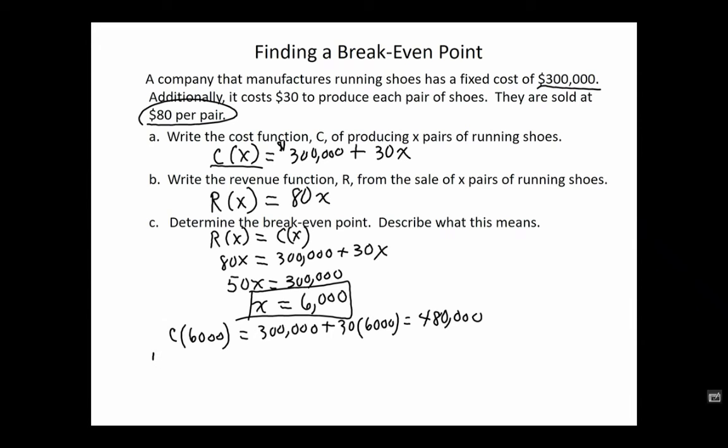So the break-even point is the point where X is 6,000 and Y is 480,000. All right, so this is the break-even point. So that means that the company will need to make 6,000 pairs of shoes and earn $480,000 to break even.